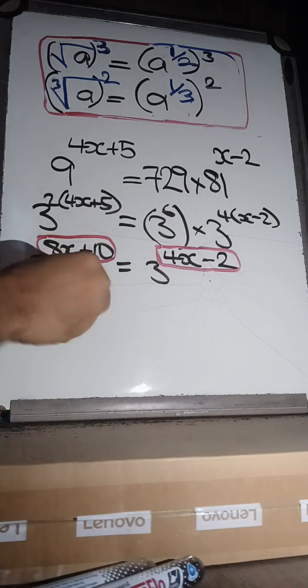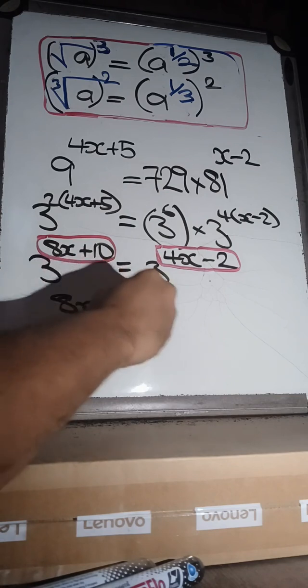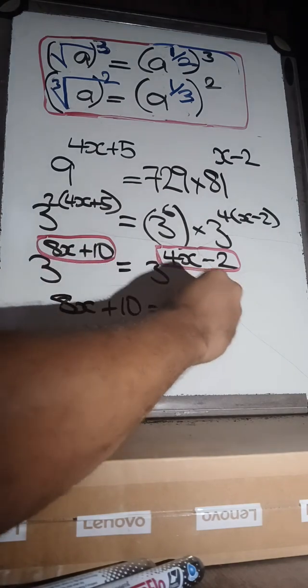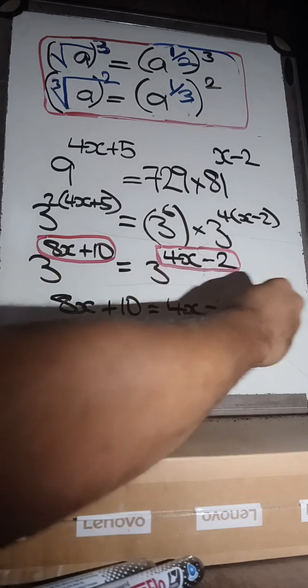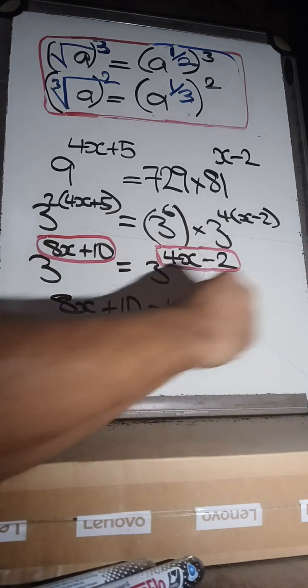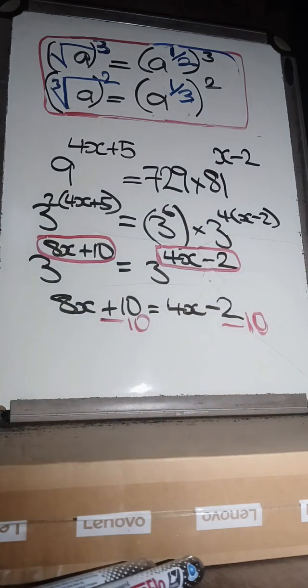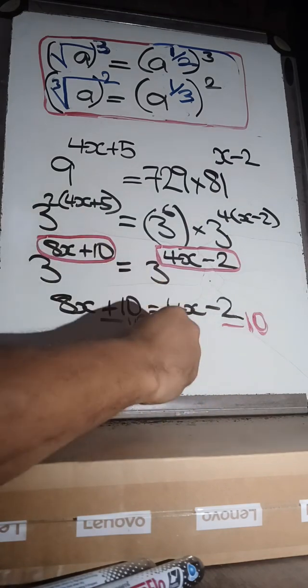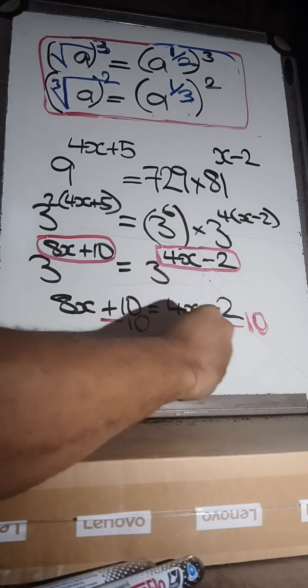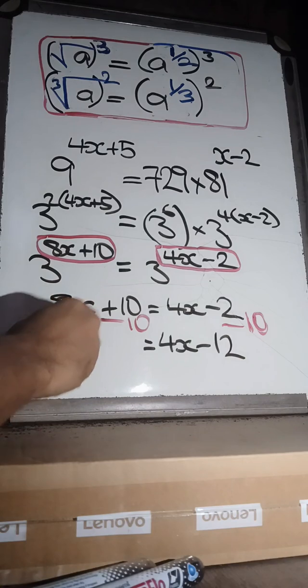Alright, so now we forget about the bases. 8x plus 10 equals 4x minus 2. We minus 10 from both sides. So that's what now? 4x minus 12 on this side. And then we just have this.